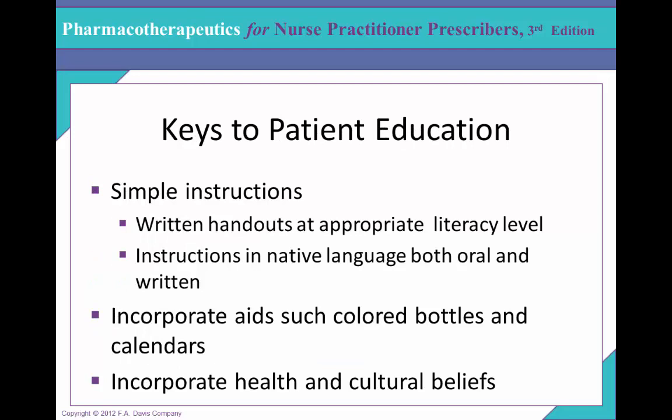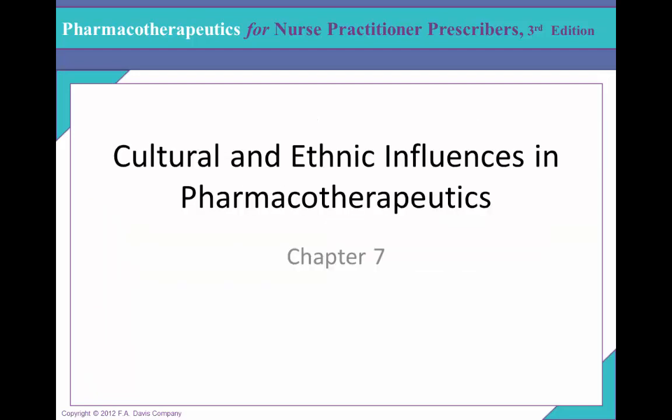Try to give the patient a written handout at the level of their literacy in their native language. You could incorporate aids such as color bottles or calendars and try to also be aware of their health or cultural belief.